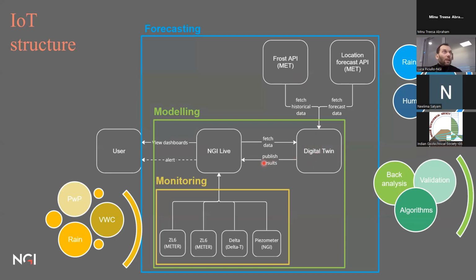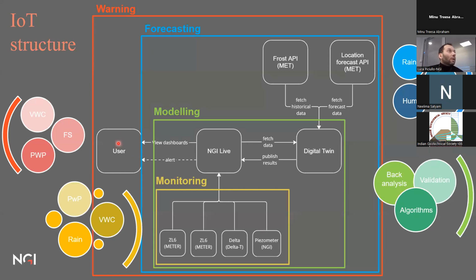Then we make the prediction of different things, of hydrological variables and also factor of safety. And if the factor of safety and the hydrological variables exceed given thresholds, then we issue warnings. So we receive SMS and emails. This is the IoT structure that we are practically using. And this is how we have employed the main components of a landslide early warning system: monitoring, modeling, forecasting, and warning.